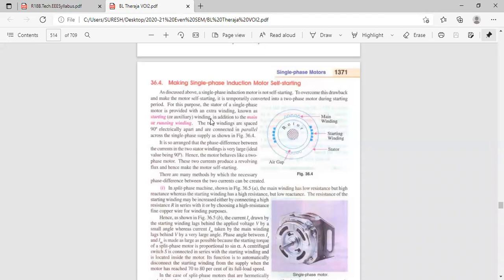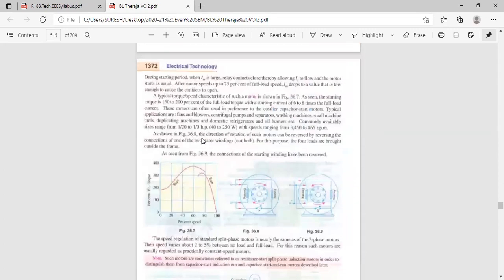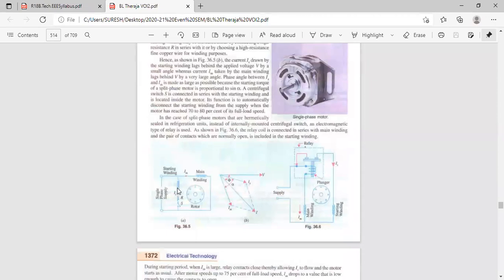The two windings are placed 90 degrees electrically apart and are connected in parallel across the single phase supply. See here in this diagram, these two windings are connected in parallel. In parallel, current will divide. I is equal to Im plus Is. So in addition to the main winding, they are connecting one starting winding initially, for starting purpose only.